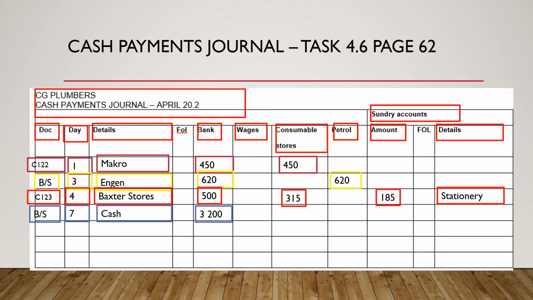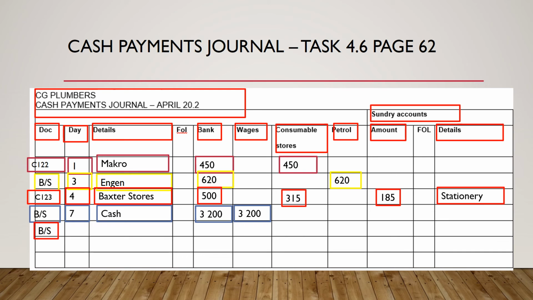We paid wages to the amount of 3,200 Rand. So 3,200 Rand is decreasing our bank account. And we then have wages. In our wages column, we have 3,200. That's telling us that we paid for wages.